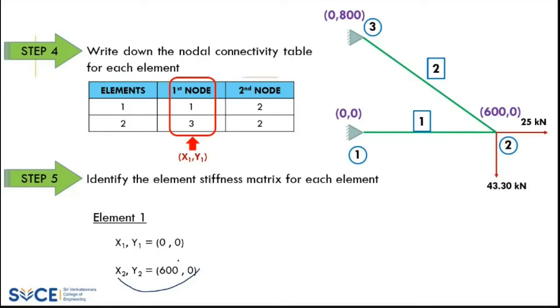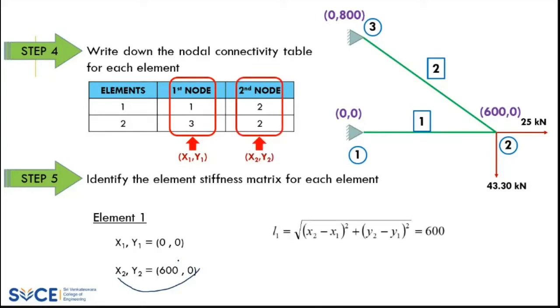Now identify what your L is. You can directly find it is 600, but anyway, applying the formula, L1 is equal to root of x2 minus x1 the whole square plus y2 minus y1 the whole square, which is equal to 600. That is the total length. Next, what is your C? Because we are concentrating on element 1, C1 is cos theta, which is x2 minus x1 divided by L. x2 is 600, x1 is 0, so 600 minus 0 divided by 600 gives 1. So C is 1. What about S? y2 minus y1 divided by L. y2 is 0, y1 is 0, so your S is 0. So these are my cos theta and sin theta values.